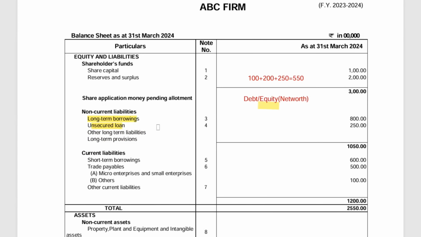So unsecured loan, that is 2.5 crore. We have already considered unsecured loan as quasi capital.